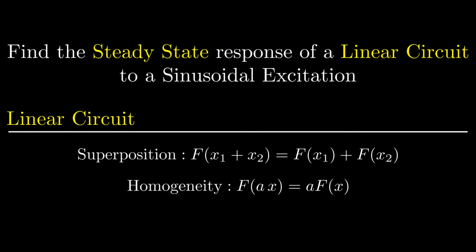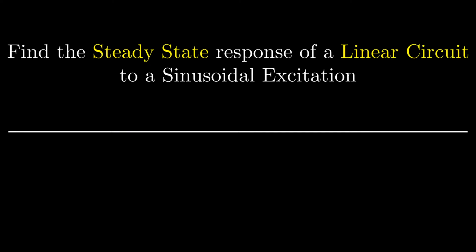Superposition simply states that the net response caused by the sum of two or more excitations is equal to the sum of the responses that would have been caused by each excitation individually. And homogeneity just ensures that the input and output are of the same kind.